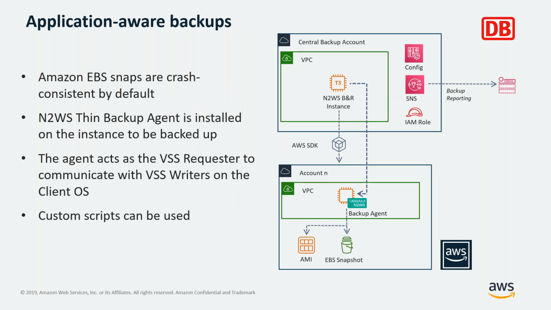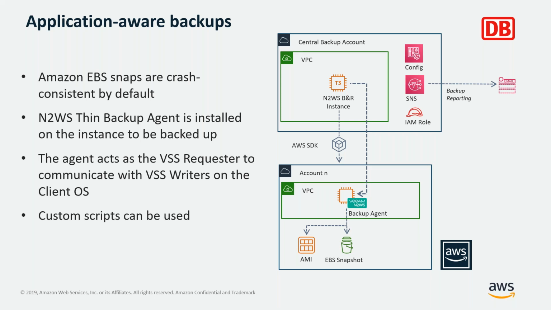So for our customers' transactional workloads, we're now able to provide application consistent backups in the form of an EBS snapshot. This is made possible by the use of a thin backup agent. This is placed on the backup target, and this agent enables a direct communication between the backup recovery instance and the backup target OS. So if we take the example illustrated here, we have a SQL backup in account N.